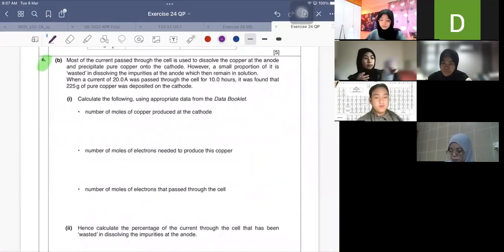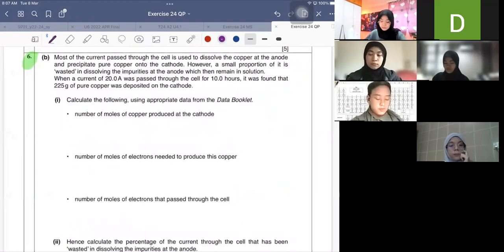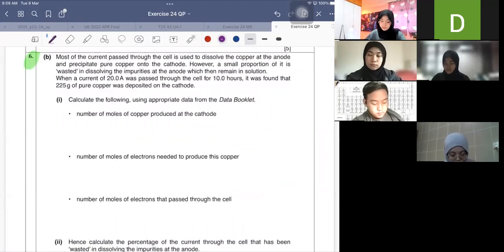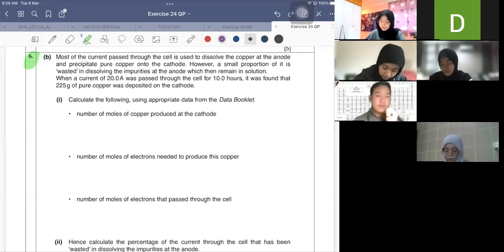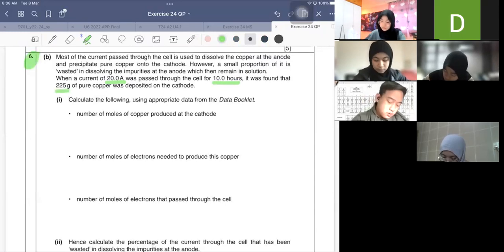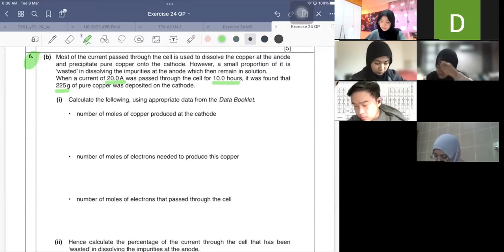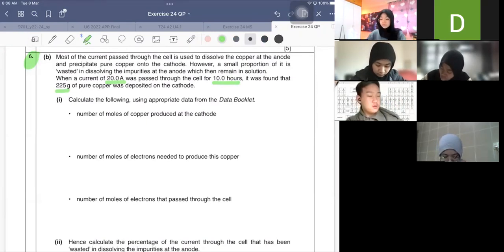This is an example where they've broken down the question into smaller parts. Most of the current passed through the cell is used to dissolve the copper at the anode and precipitate pure copper onto the cathode. So we're talking about mass of copper. However, a small proportion of it is wasted in dissolving the impurities at the anode, which then remain in solution. When a current of 20 amperes, so always highlight the given information, passed through the cell for 10 hours, it was found that 225 grams of copper was deposited. Calculate the following using the appropriate data from the data booklet.